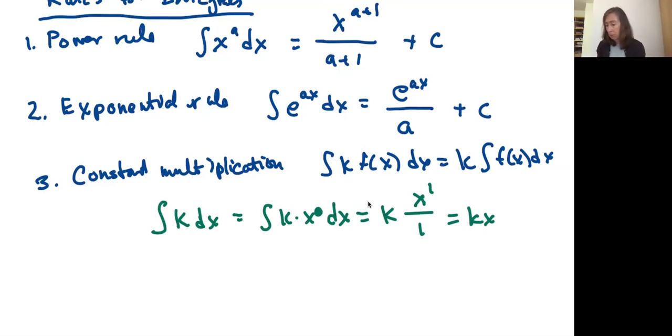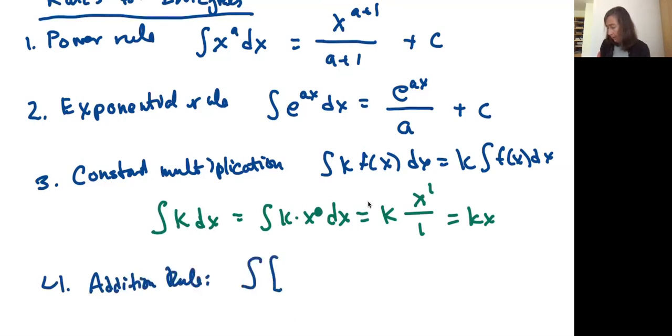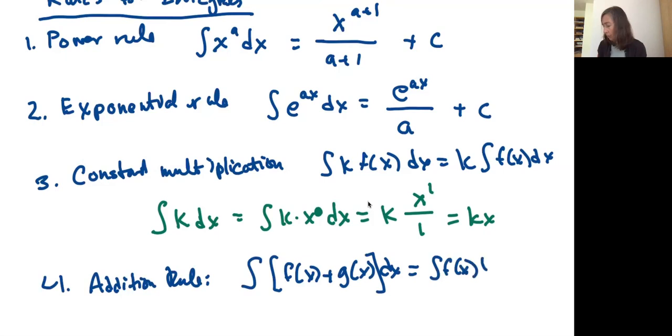Okay, what else do we have? Oh, we have an addition rule. If I want the integral of the sum of f of x plus g of x, that whole thing with respect to x, that is equal to the sum of the integrals. It's one of the nice rules that we have. The integral of f of x dx plus the integral of g of x dx. So that's great.